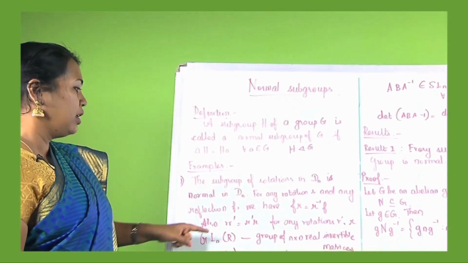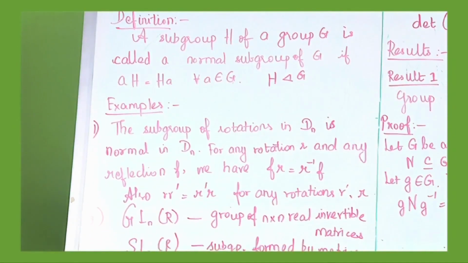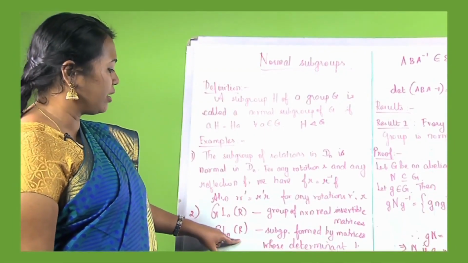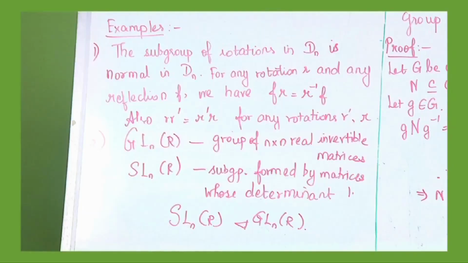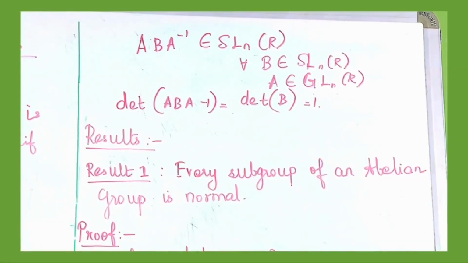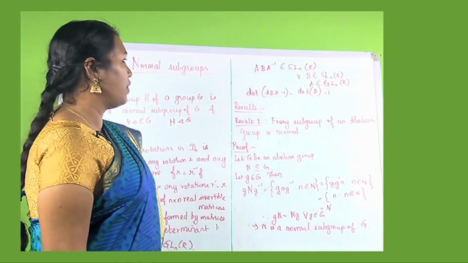The second example: let us consider a group of n cross n real invertible matrices. It is denoted by GLn(R), and the subgroup formed by the matrices whose determinant is 1 is denoted by SLn(R). We need to prove that SLn(R) is a normal subgroup of GLn(R). Now, ABA inverse belongs to SLn(R) for all B belonging to SLn(R), A belonging to GLn(R). Obviously, this is true because determinant of A inverse is the same as determinant of B, which is equal to 1. Hence, SLn(R) is a normal subgroup of GLn(R).